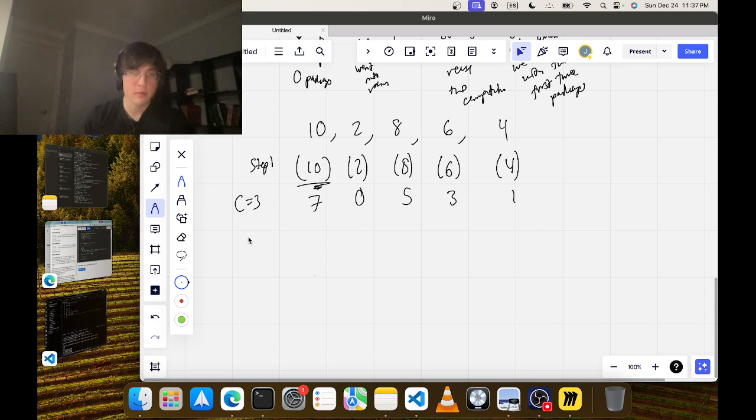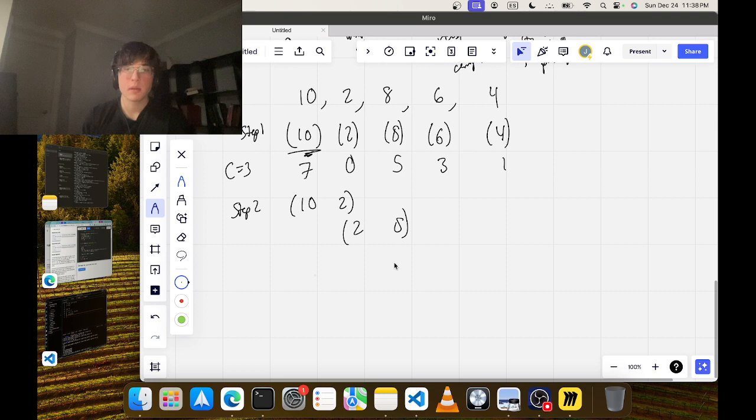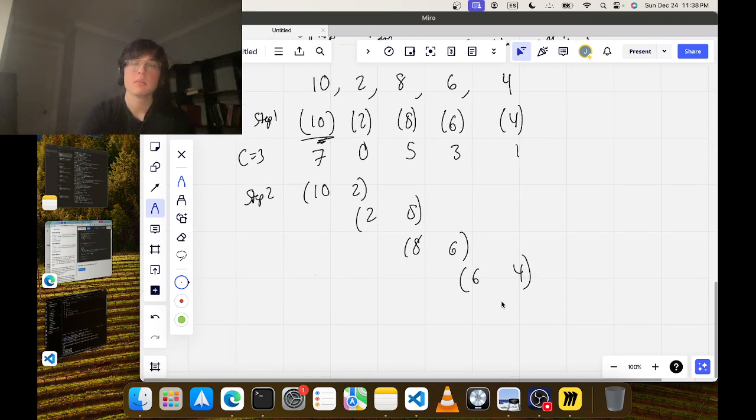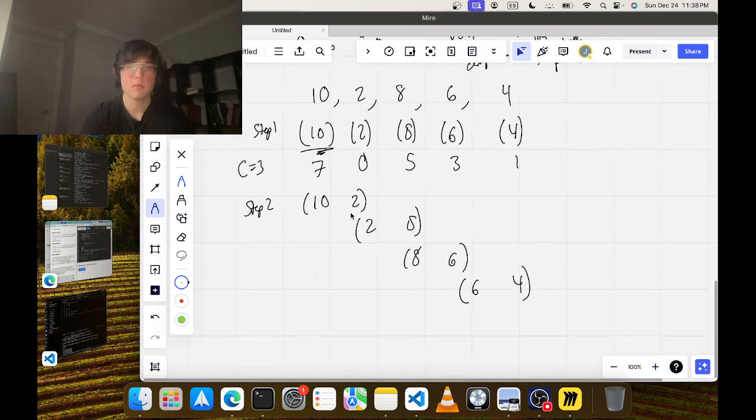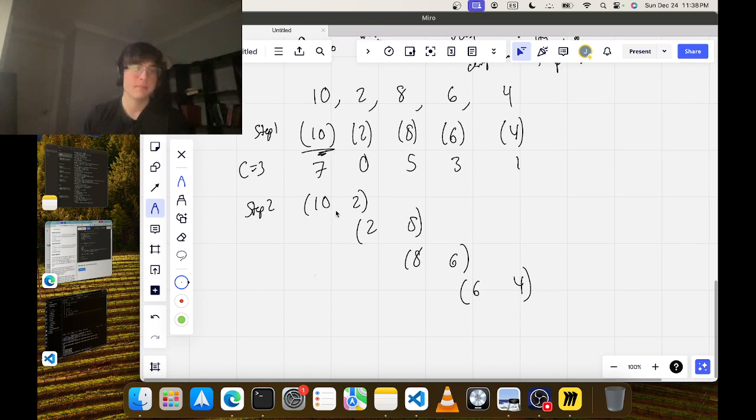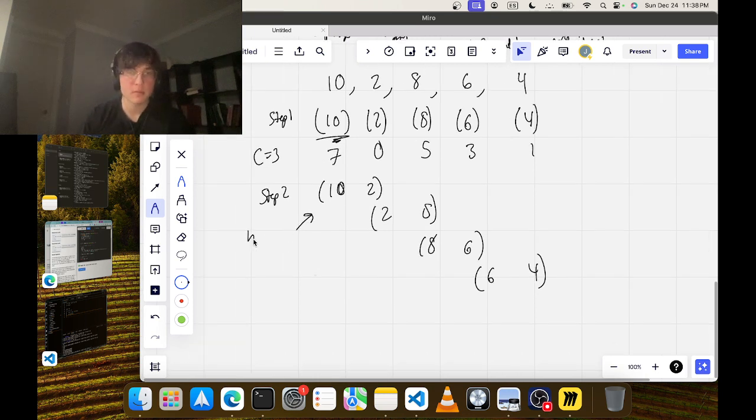Now for step 2, I'm going to look instead at chunks of 2. I'm going to look at a chunk of 10 and 2, a chunk of 2 and 8, then a chunk of 8 and 6, and finally a chunk of 6 and 4. I realize there might be other ways to do this dynamic programming, but this is the way that seemed most straightforward to me. So my question to you is, how many possible strategies are there to solve this problem of 10 and 2?